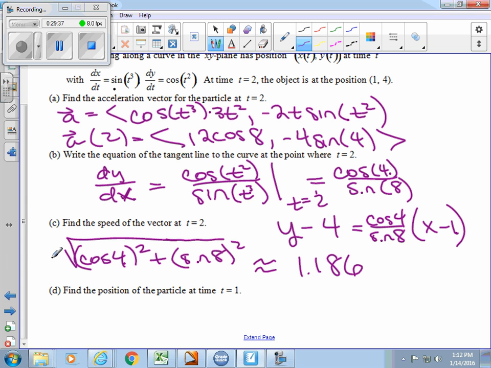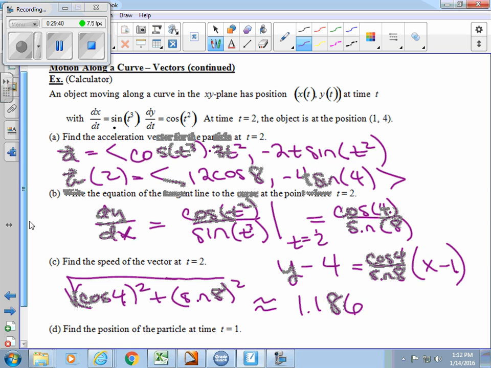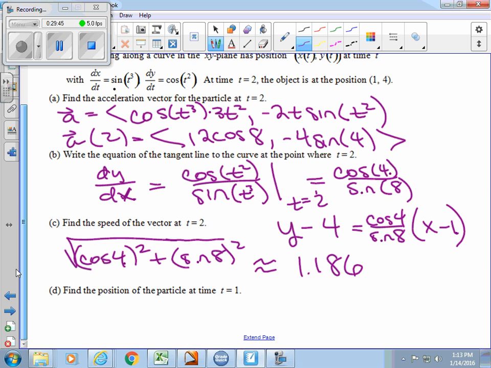Doesn't it say no calculator at the top? No, it says calculator. Oh, yeah. So you can, but you could leave it. I mean, you know, AP is pretty flexible.